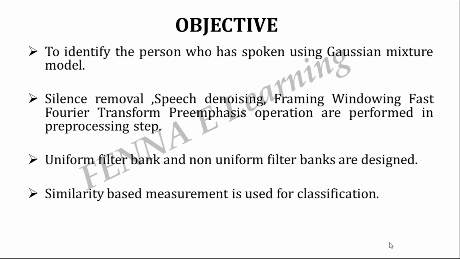The objective of the project is to identify the person who has spoken using Gaussian model. In the pre-processing step, we have to perform silence removal, speech denoising, framing, windowing, fast Fourier transform, and preemphasis operations. Uniform filter bank and non-uniform filter banks are designed to extract the features. Similarity-based measurement is used for classification.